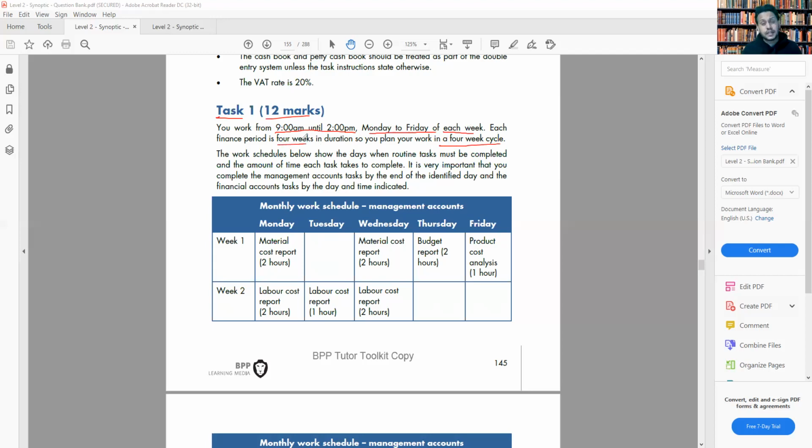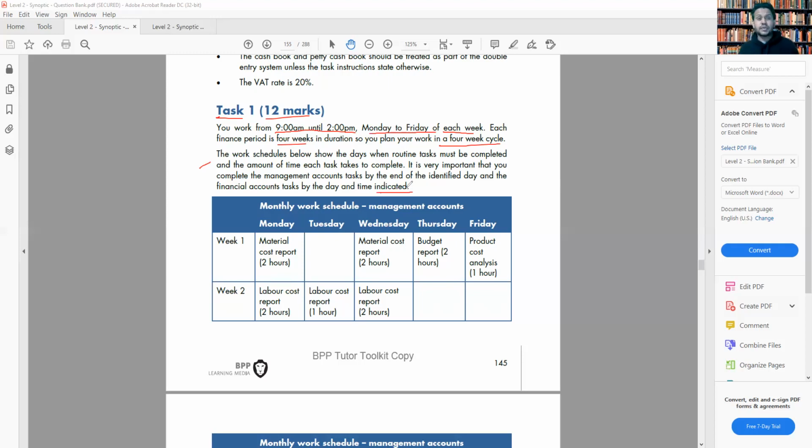A lot of companies do that. Rather than saying monthly, they say 4 weeks' time. So you make your plan on a weekly basis, and obviously every month we count 4 weeks. The work schedule below shows the days when routine tasks must be completed and the amount of time each task takes to complete. It is very important that you complete the management accounts tasks by the end of the identified day, and the financial accounts tasks by the day and time indicated.